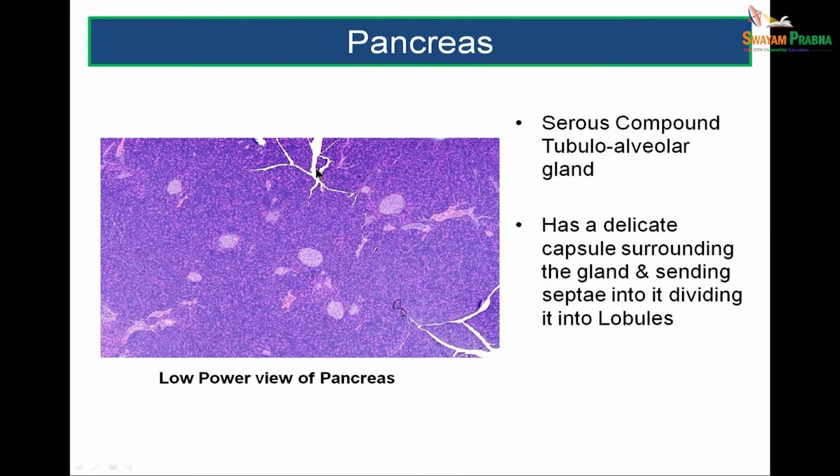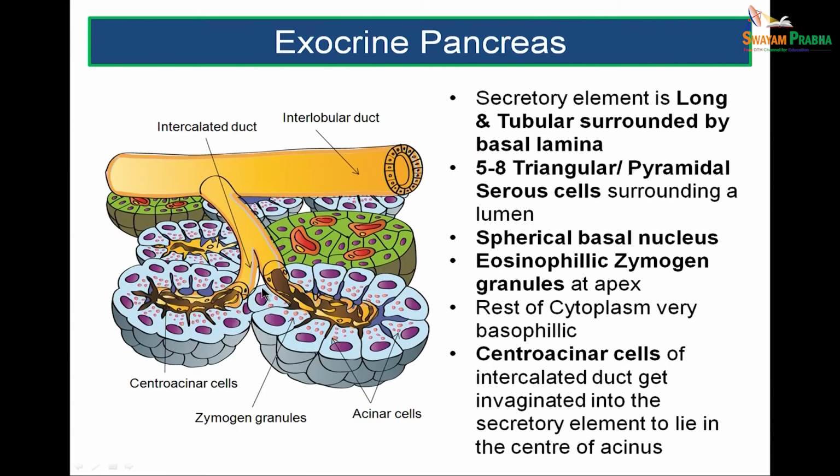You can see the gland here, the lobules. It's a serous compound tubuloalveolar gland having a delicate outer capsule which surrounds the gland and sends septae into the gland, dividing it into lobules. An illustration of these acini and the islets of Langerhans, and these are the duct systems.